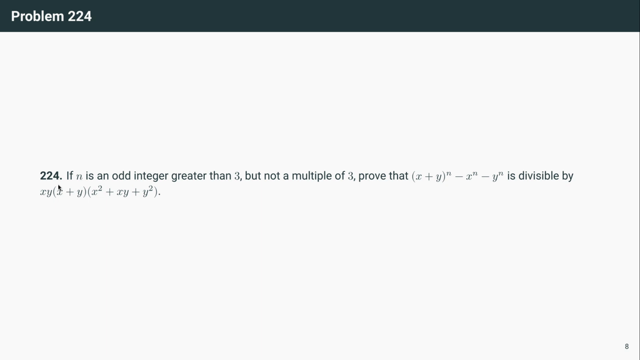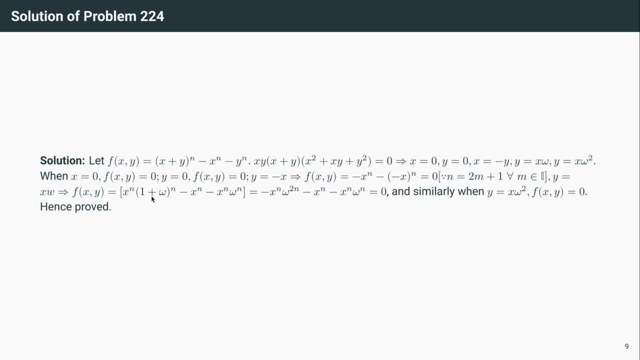Another version of the previous question: n is an odd integer greater than 3 but not a multiple of 3. Prove that (x plus y) to the power n minus x to the power n minus y to the power n is divisible by xy into (x plus y) into (x square plus xy plus y square). So we are given xy into (x plus y) into (x square plus xy plus y square) is equal to 0. So from the first part, that is xy, if that is 0, then x is equal to 0, y is equal to 0 are the solutions. From x plus y, we have x is equal to minus y.